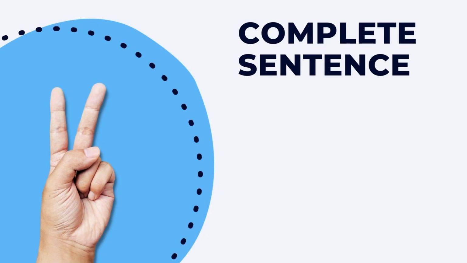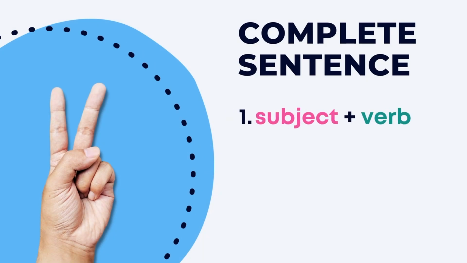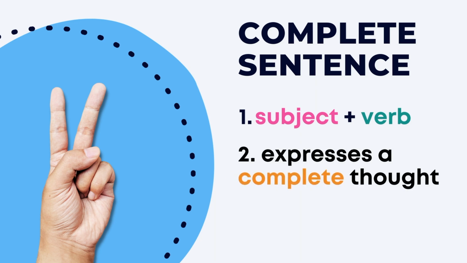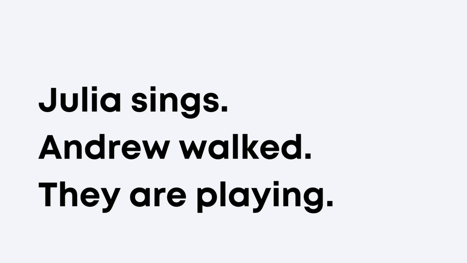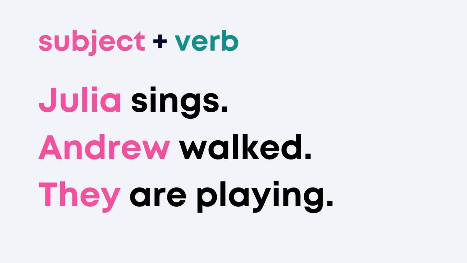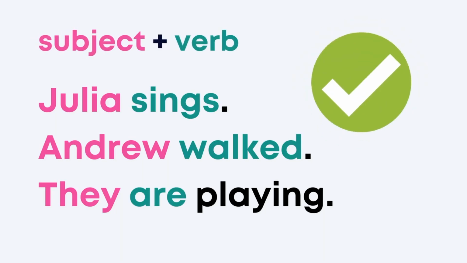A complete sentence follows two rules. First, it has a subject and a verb. Second, it expresses a complete thought. Let's look at these examples. Julia sings. Andrew walked. They are playing. These sentences have a subject and a verb and have a complete thought.